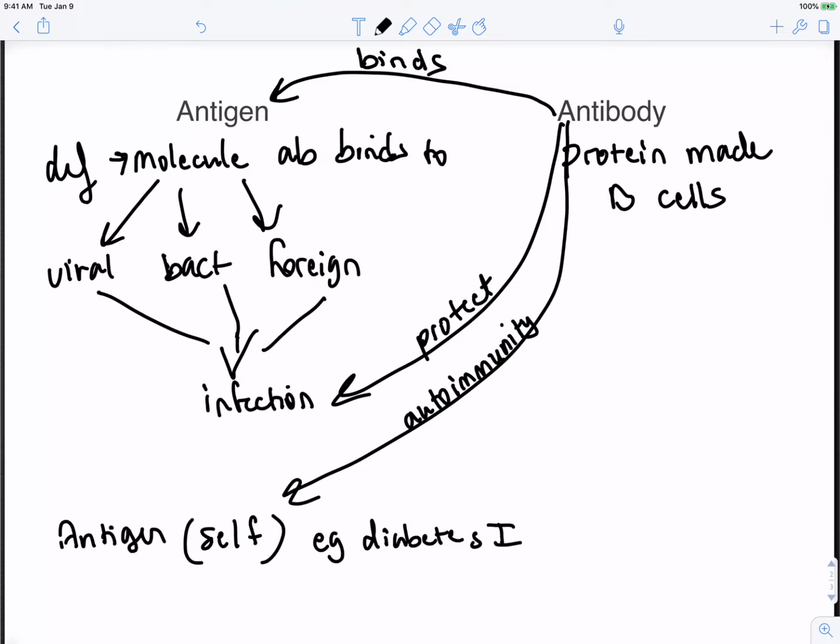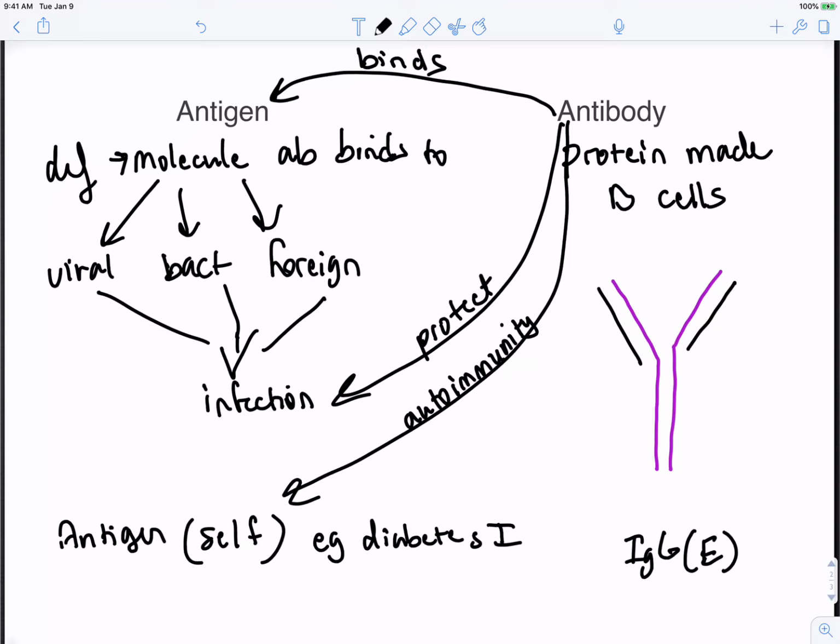Now, just a little bit about an antibody and its structure. The antibody is typically drawn as a Y. So you have what are called light chains and heavy chains. So I'm just going to change the color of my heavy chain. So the heavy chain is going to be in purple, and your light chain is going to be in black. So you have two heavy chains and two light chains. And this is a typical IgG molecule, and it could also be an IgE molecule. IgA and IgM look different, and we'll talk about those more when we talk about B cells. But this is just what an antibody looks like.